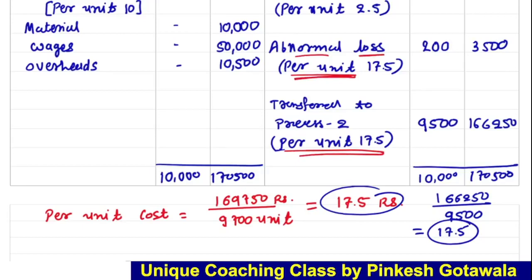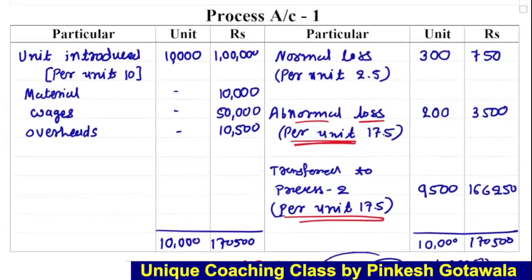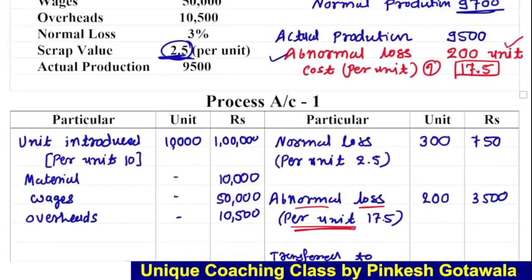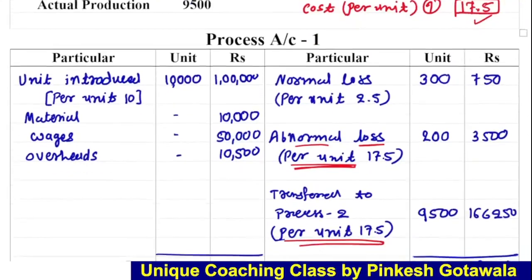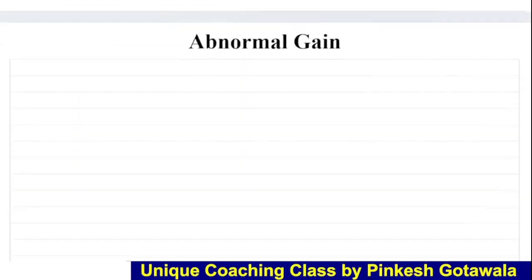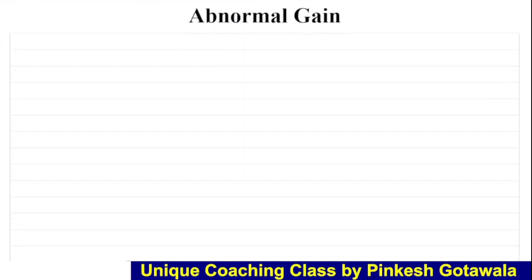So remember this point. So here we see the effect of abnormal loss and how to find out abnormal loss in units and rupees. Okay, in the next video we are going to solve a sum. In that sum you will get this point. Now we are going to understand one more point, that is abnormal gain. I think you must understand what is abnormal gain. I will take an example, you will get the idea.